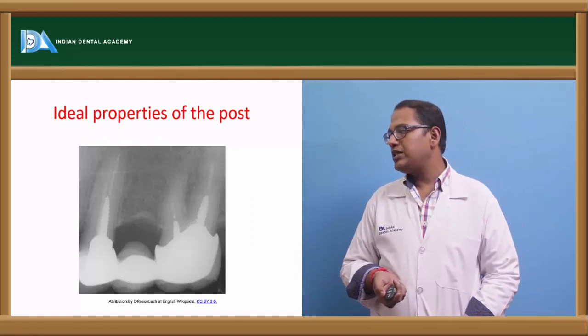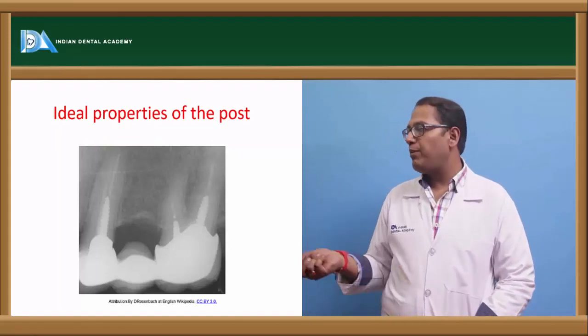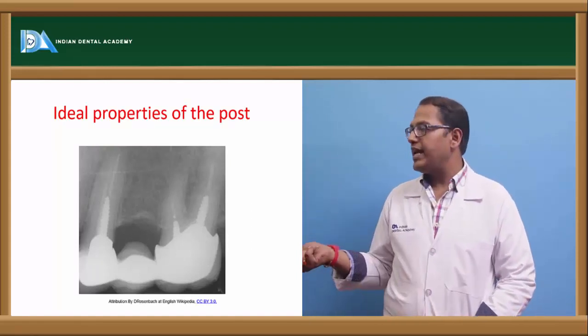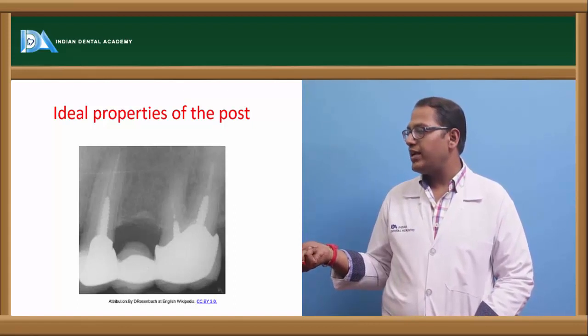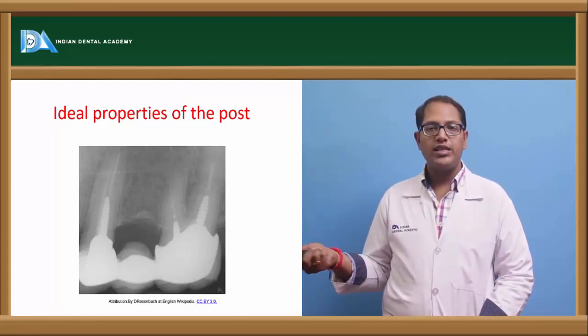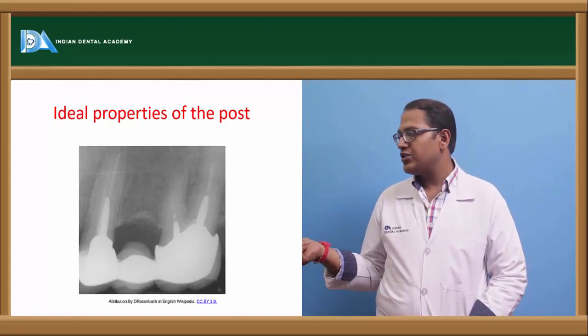Coming to the ideal properties of a post, it should be biocompatible and it should be engaging the dentine. We can see here a threaded, active post. Posts can be of two types. We'll come to the definition and classification of post.